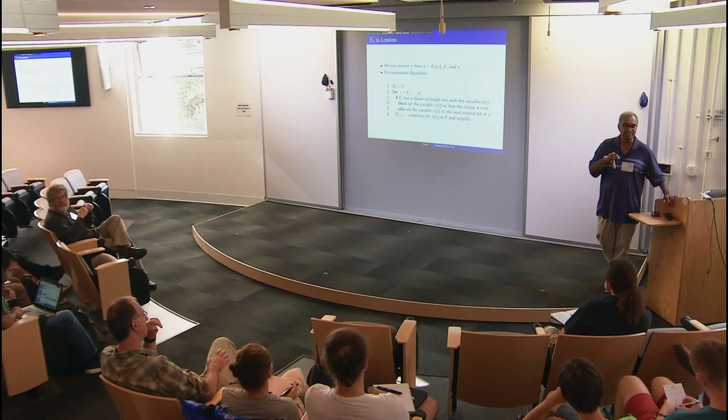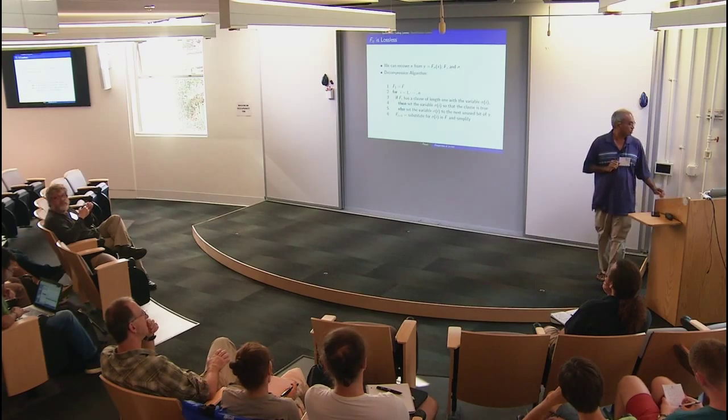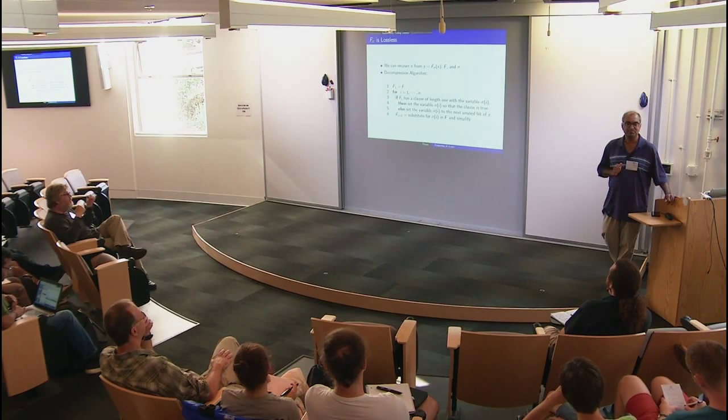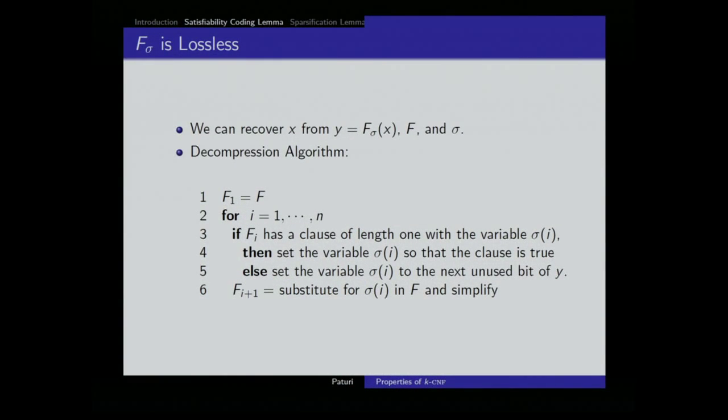So then I will show you how to recover X given this compressed string. Of course we need to know the permutation. So the permutation is given, the formula is given, and the compressed string is given. That shows that, given the permutation and the formula, we have a one-to-one mapping between the isolated solutions and compressed strings.